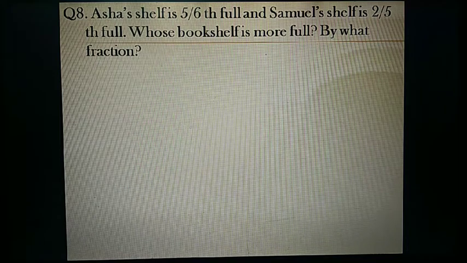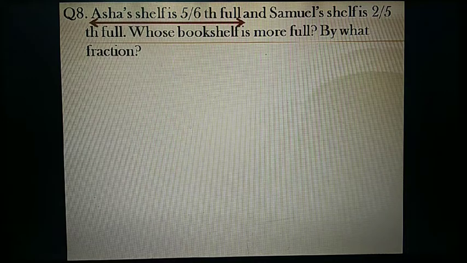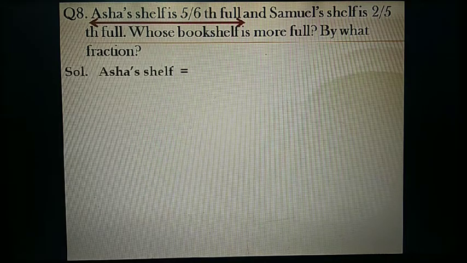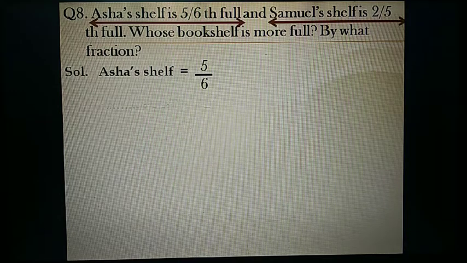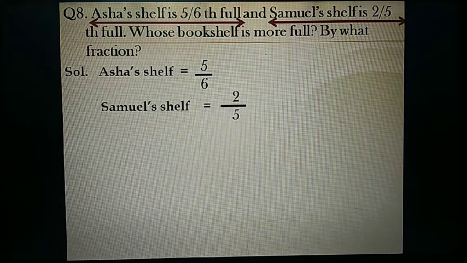Asha's shelf is 5 by 6 full and Samuel's shelf is 2 by 5 full. Here, it's given in the first line, which is not there in the slide, Asha and Samuel have bookshelves of the same size. Yes, so the shelves are of the same size. We have to find out whose bookshelf is more full. It means we have to compare.